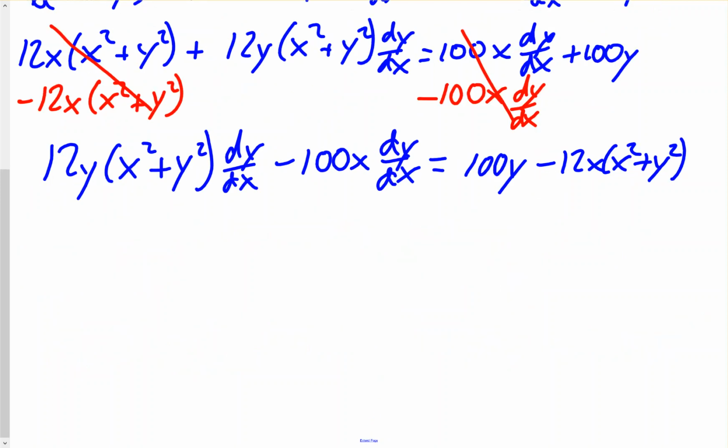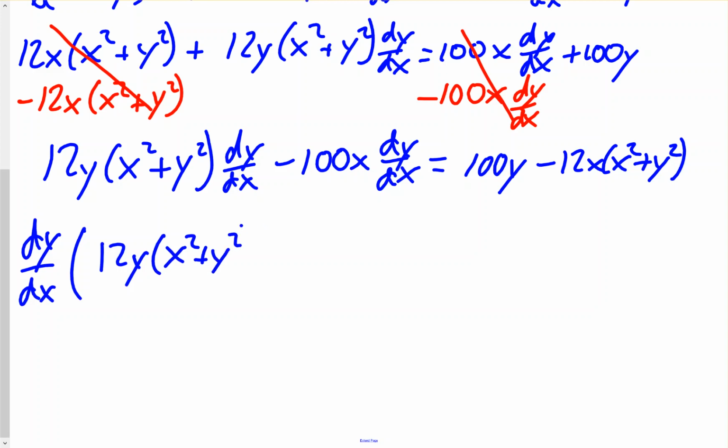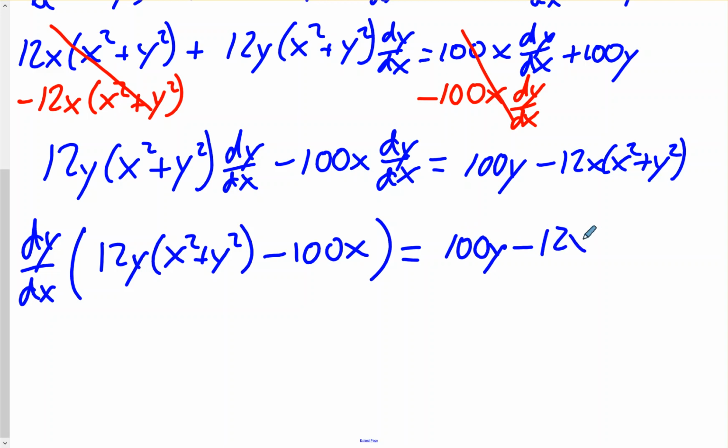Okay, and as we mentioned earlier, we have all the dy dx terms. Factor the dy dx out. Okay, so if we pull it out, we're left with 12y times x squared plus y squared minus 100x equals 100y minus 12x times x squared plus y squared.